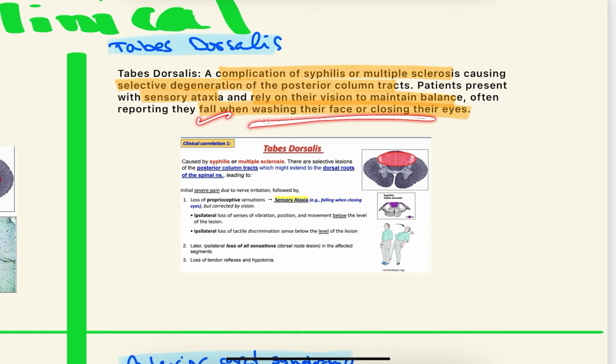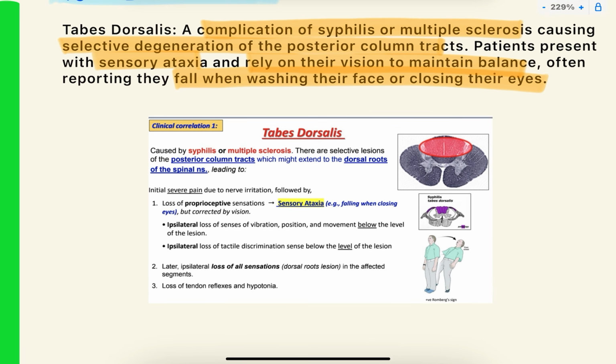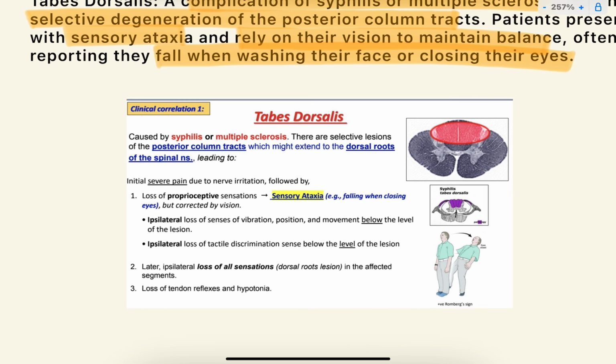The patient will present with falling when they wash their face or close their eyes, or falling when they're doing wudu. So look at it right here. It's affecting what? The posterior column. This is the posterior column in the picture. So caused by syphilis or MS, the posterior column tract is affected, and it can extend to the dorsal root of the spinal nerves.